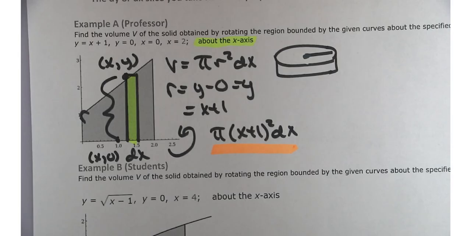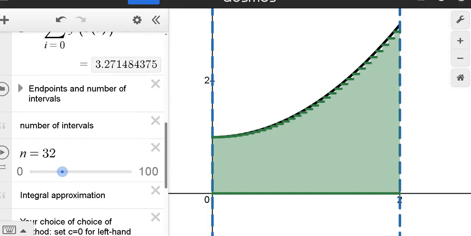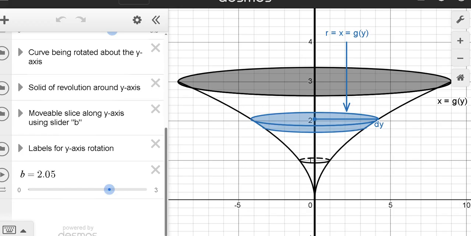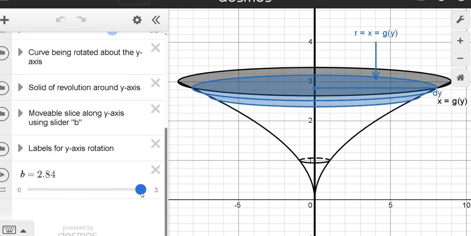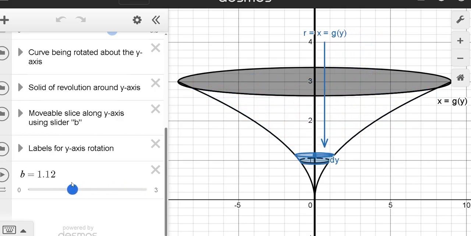Well, that's great, but I don't want just the volume of one disk. I need to add up the volume of all such disks. So what's happening, if you wanted to look at it from a Desmos kind of perspective, is we calculated the volume of one disk, but we've got to add up the volume of all such disks. So this one, this one, this one, this one, etc. And the way we add up all these different volumes is by integrating.